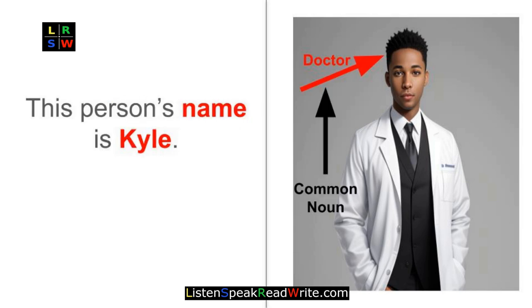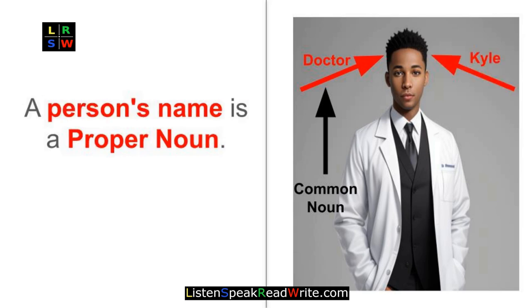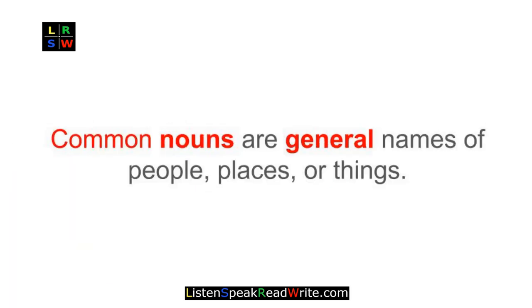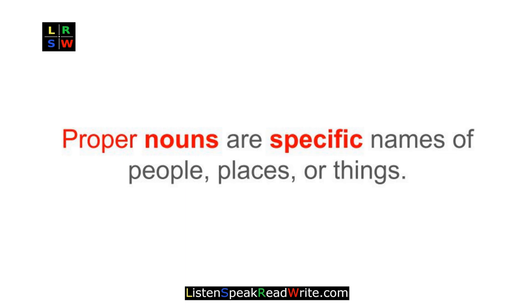This person's name is Kyle. A person's name is a proper noun. What are common nouns and proper nouns? Common nouns are general names of people, places, or things. Proper nouns are specific names of people, places, or things.